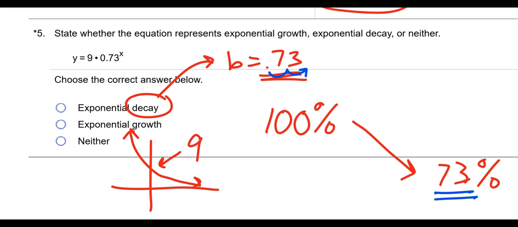If we started at 100% and we dropped to 73%. Wasn't it like 30? Well, close. 27%. We dropped 27%. Do you see that? 100% down to 73% is a 27% loss.